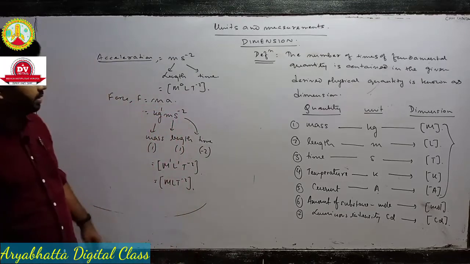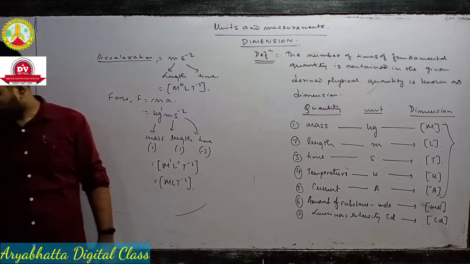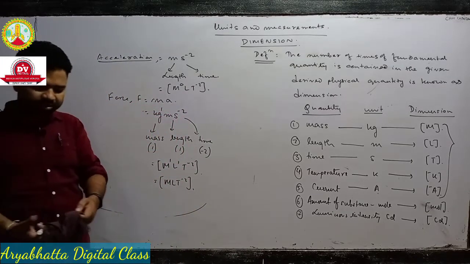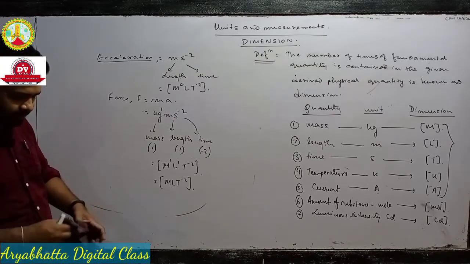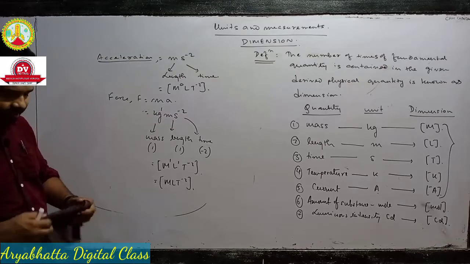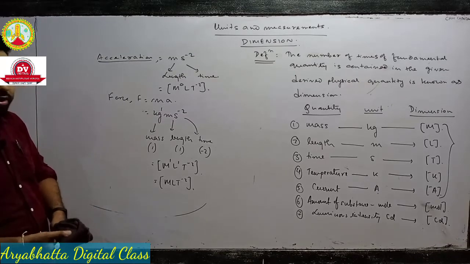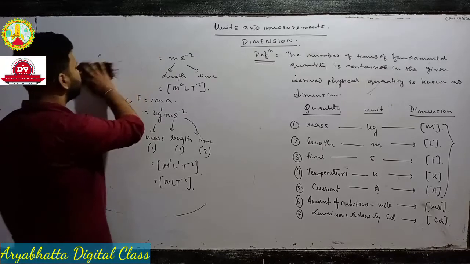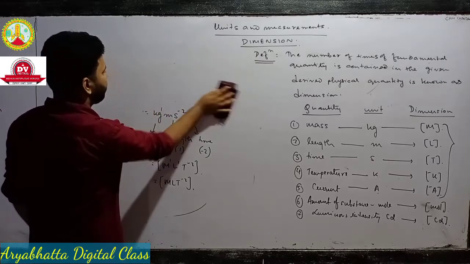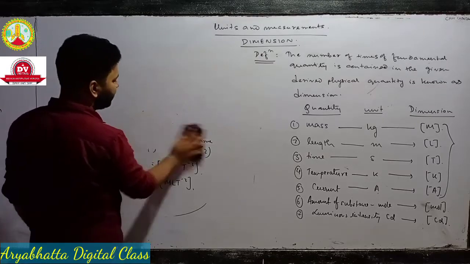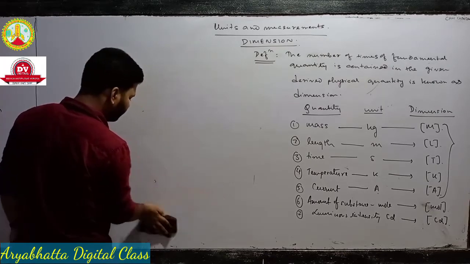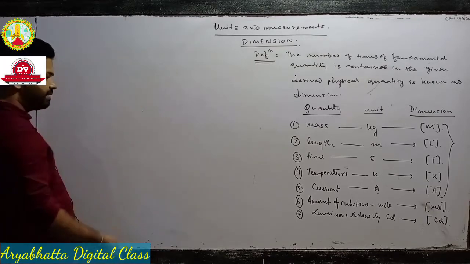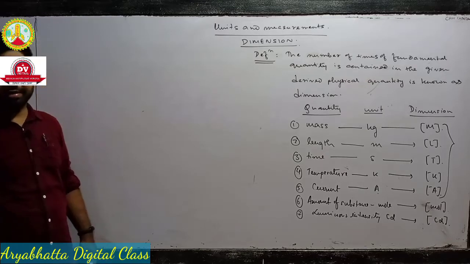Done. So let us try to find out the dimension of some other quantities that you got in class 10. Some quantities that you got are current, and you got charge. So what is the dimension of charge? Basically you have to know the formula. If you know the formula of the physical quantity involved, then you can easily find out the dimension.